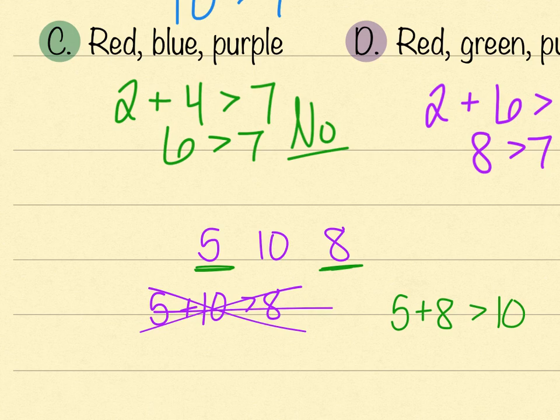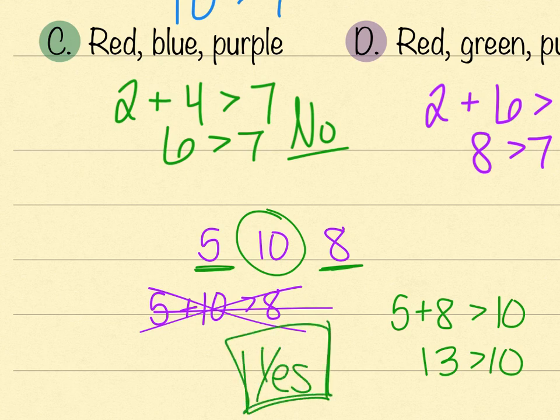So the long side doesn't have to be at the end. They can put the long side in the middle. They can put the long side at the beginning. Always make sure you add up the two smaller numbers to see if together they are larger than the third number. In this case, yes, it is. So you would be able to make a triangle with these three sides.